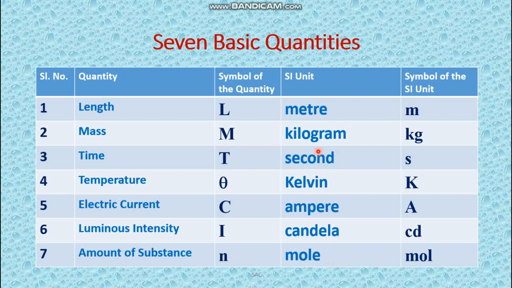Now these SI units also have their symbolic presentations. For meter it is small letter m, for kilogram it is small letter k followed by small letter g, for second it is small letter s, while for Kelvin it is capital K. Okay, and for ampere it is capital A, for candela it is small c small d, and finally for mole it is mol. So mole is the name of the unit, while mol is the symbol of that unit.